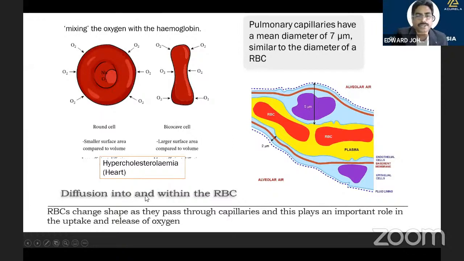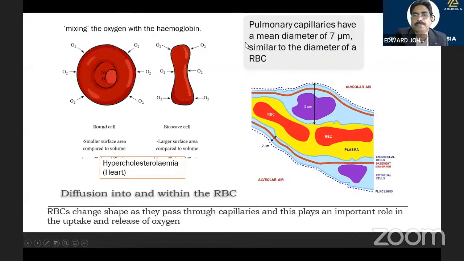So the diffusion into and within the RBC, how does it go into the RBC? The RBC changes shape as it passes through the capillaries. This plays an important role in the uptake and release of oxygen. See, this is the RBC. When it is round, the surface area of contact is less. When it takes a biconcave shape, there is a large surface area of contact for the oxygen. So you remember, the pulmonary capillaries have a mean diameter of 7 micrometer.